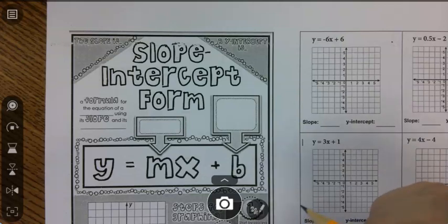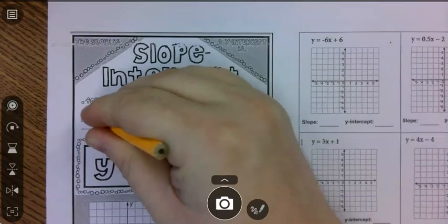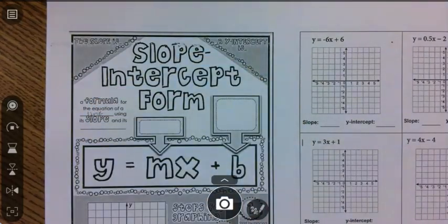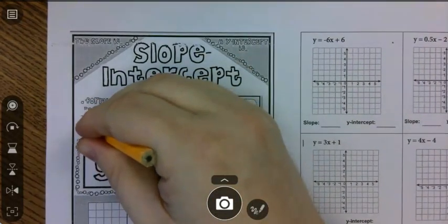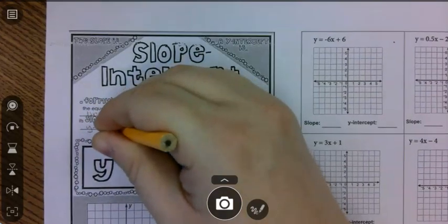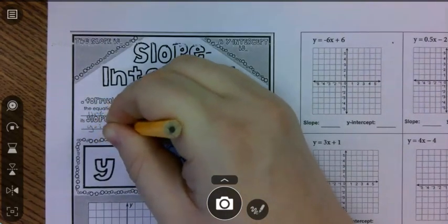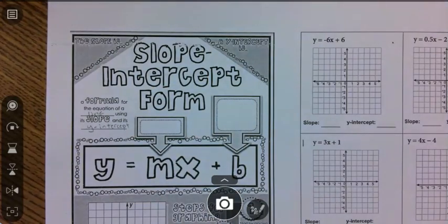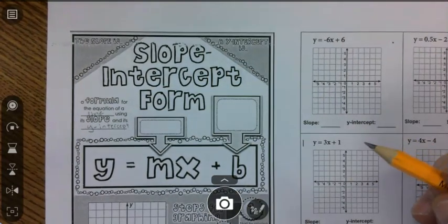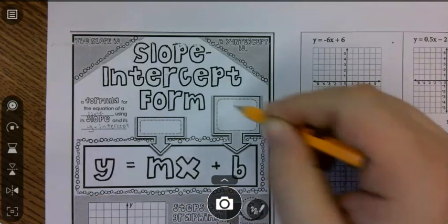Alright class, today we are learning about slope-intercept form. Now, slope-intercept form has a formula for the equation of a line using its slope and its y-intercept. And it's shown in this formula here.